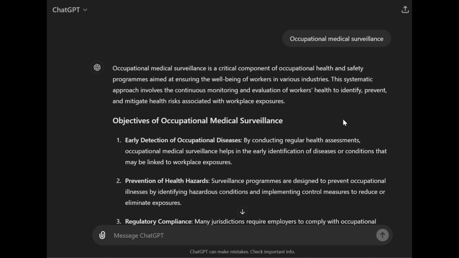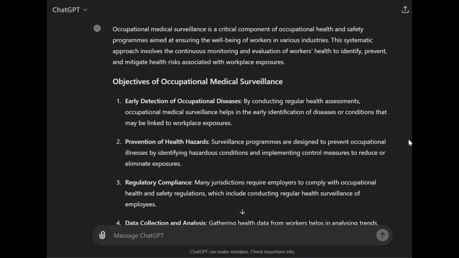1. Early detection of occupational diseases. By conducting regular health assessments, occupational medical surveillance helps in the early identification of diseases or conditions that may be linked to workplace exposures. 2. Prevention of health hazards. Surveillance programs are designed to prevent occupational illnesses by identifying hazardous conditions and implementing control measures to reduce or eliminate exposures.